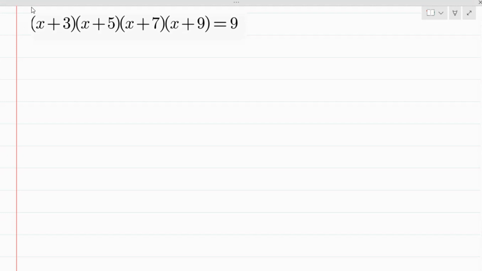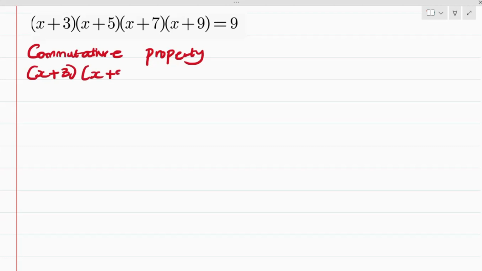So right here guys, let's simply solve this math problem. So the first thing guys we want to do, we want to simply apply the commutative property. Applying the commutative property right here, we have (x + 3)(x + 9) multiplied by (x + 5)(x + 7), and this is equal to 9. At this part, we want to simply expand the polynomial.